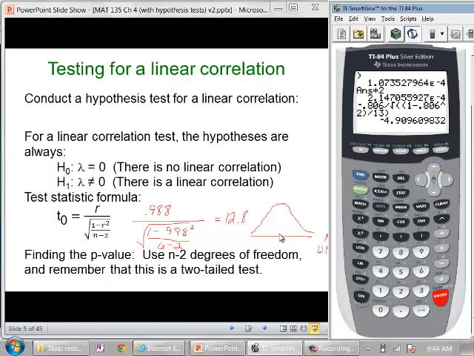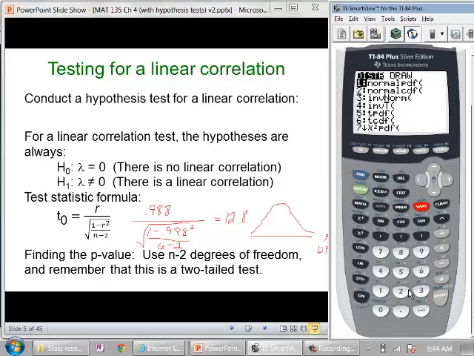Now, if we look at our picture, this time our test statistic is on the negative side, so we'll be finding the area in the left tail. So this time we're going to do our TCDF. So we're going to go from a big negative number to our test statistic, which was negative 4.9. And now we have 13 degrees of freedom.